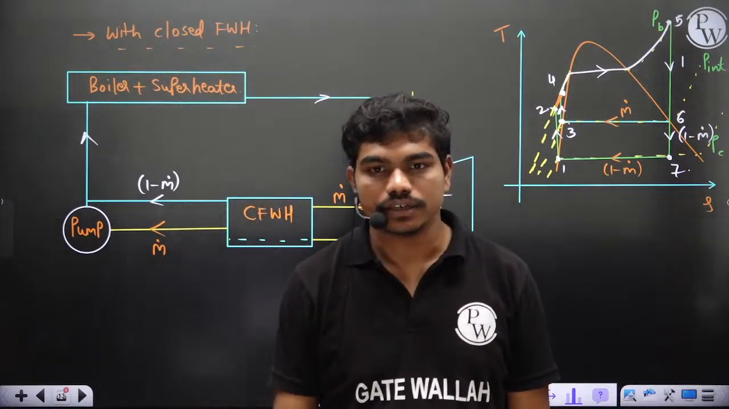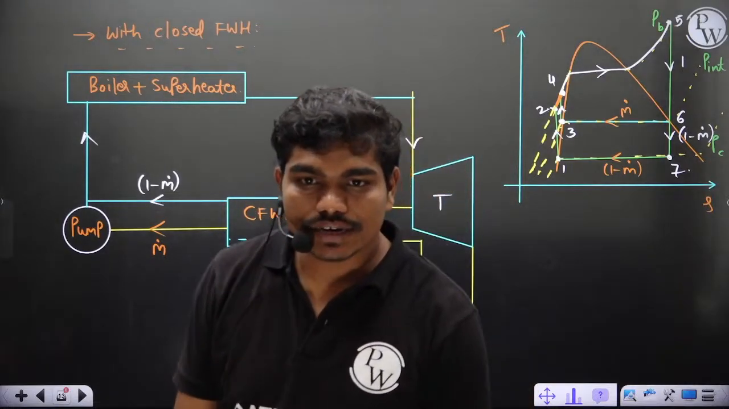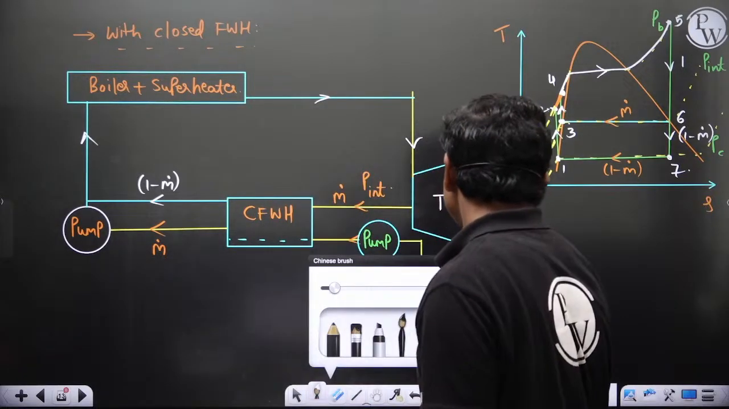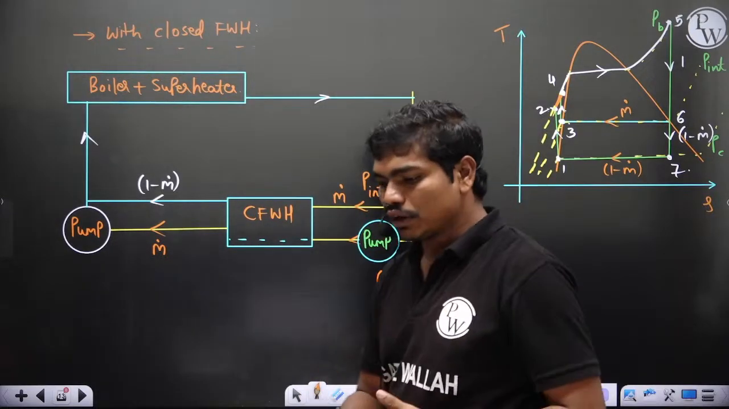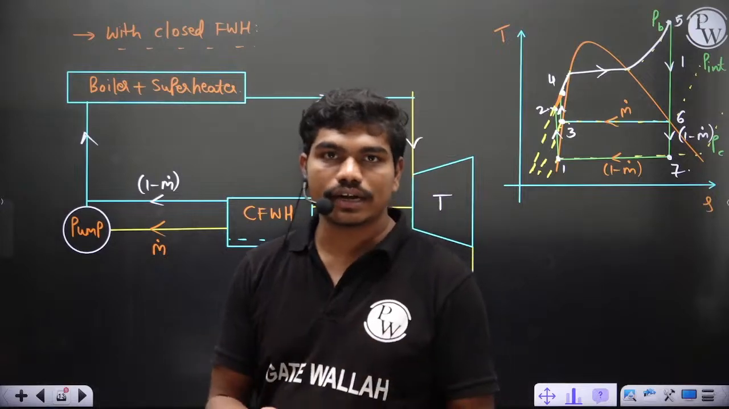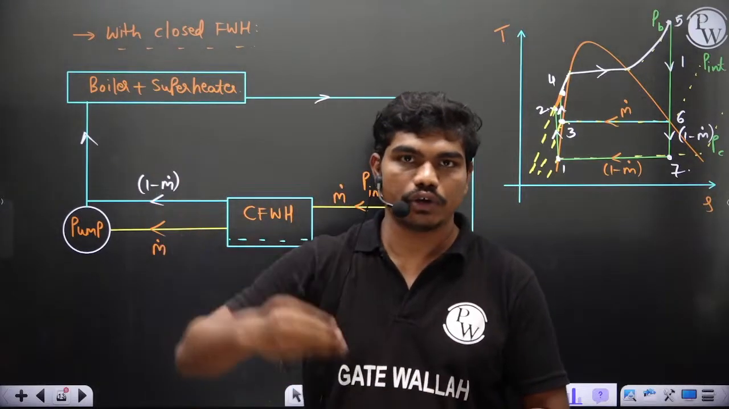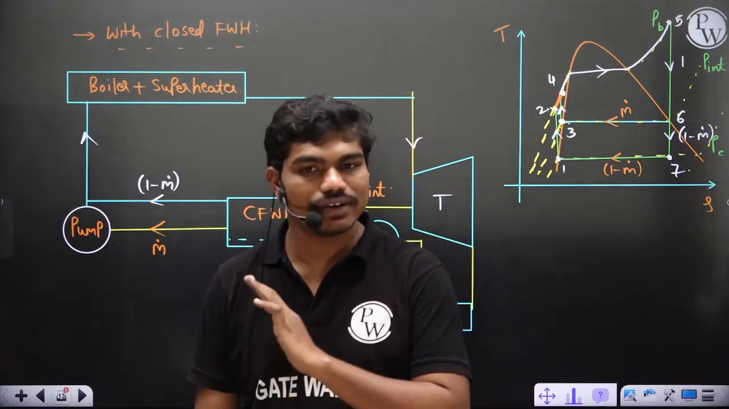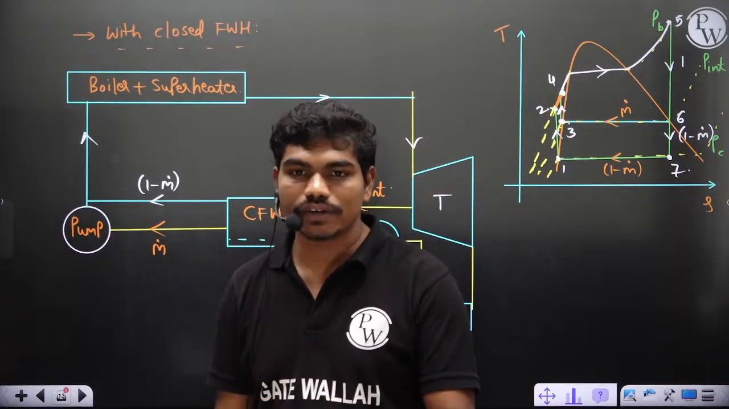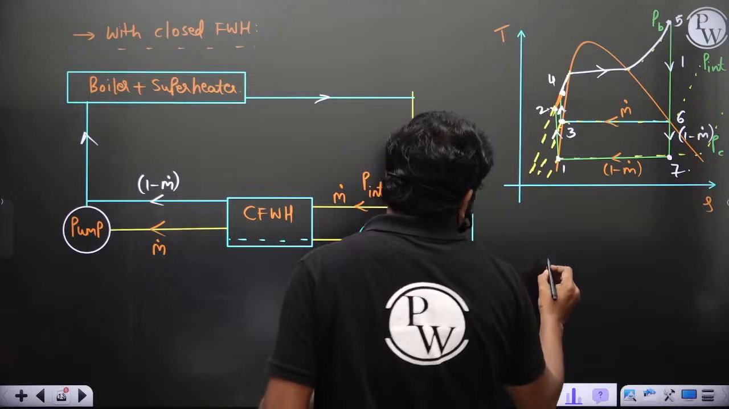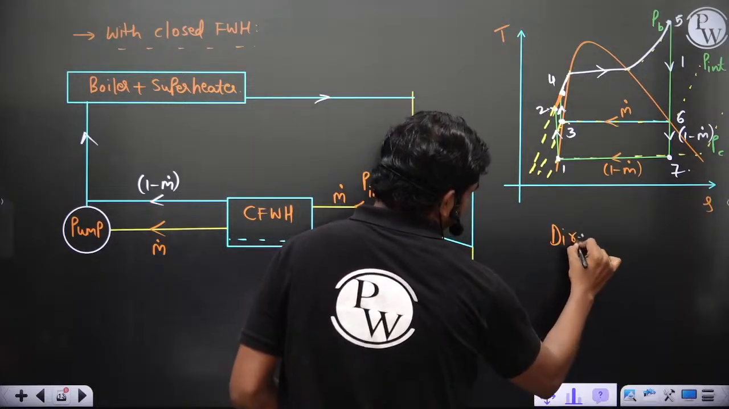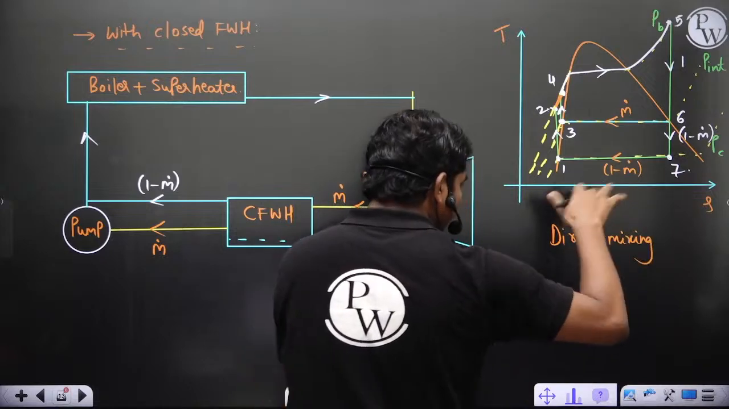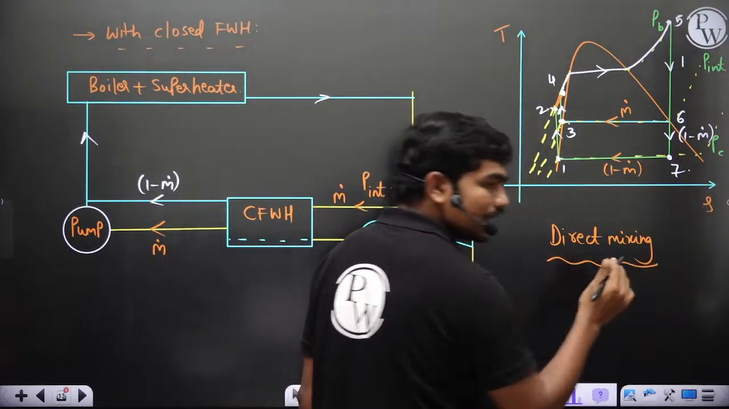Clear? That's it. Why do we need CFWH if we can do regeneration by open feed water heater? Because normally whenever you are trying to make direct contact of liquids, from a second law point of view, the irreversibility rate will be high. Normally I'm not discussing it because it's not even in the GATE syllabus. If you see direct mixing between fluids at the same temperature differences, this can create higher irreversibilities.